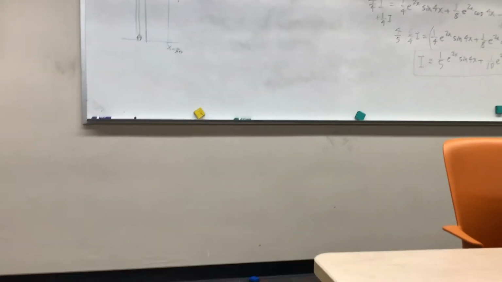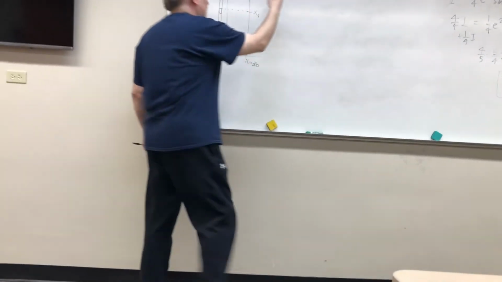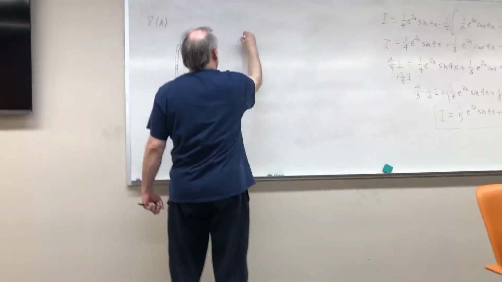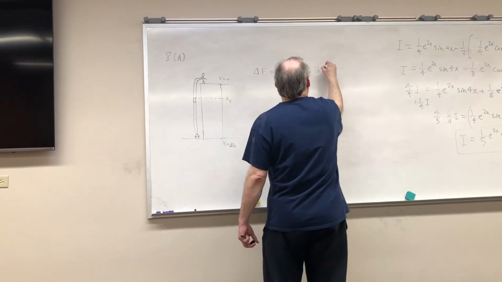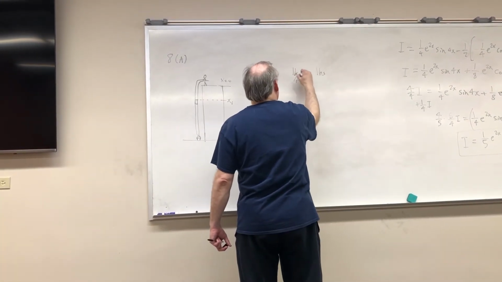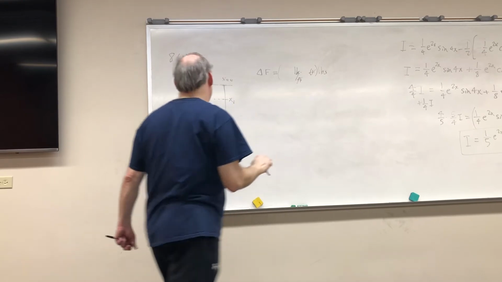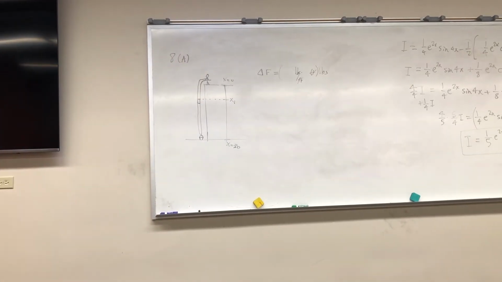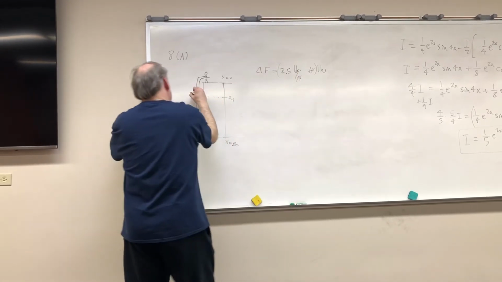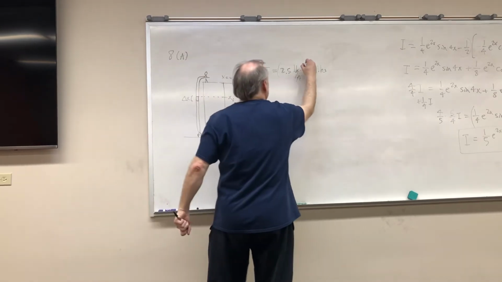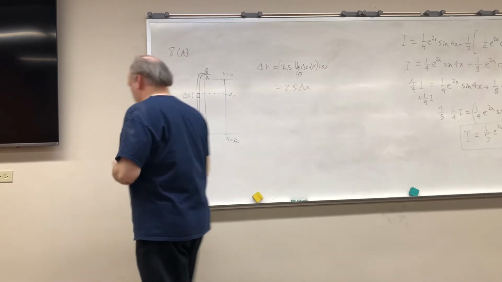All right, this rope right here weighs 2.5 pounds per foot. So what does that give me here? I need a delta F, a delta force. This needs to be in pounds, right? So I need pounds per foot times feet. My pounds per foot are the 2.5, and my increment of rope has length delta x. So 2.5 delta x is my force increment.